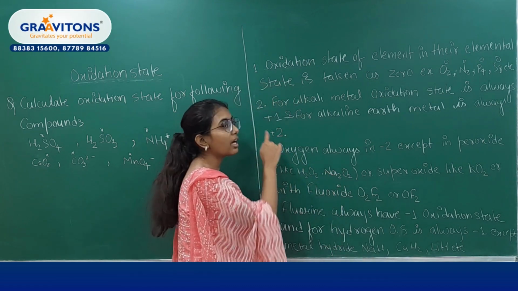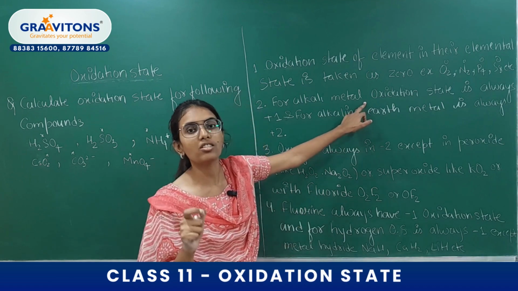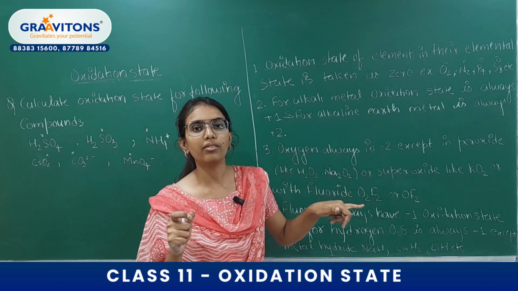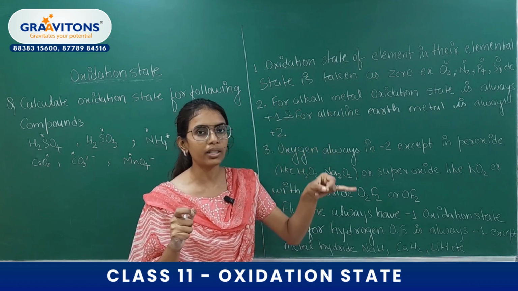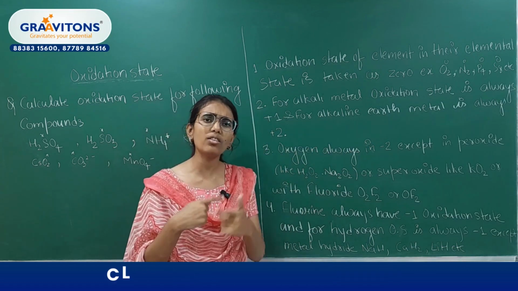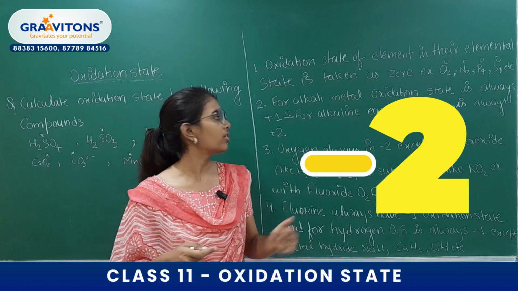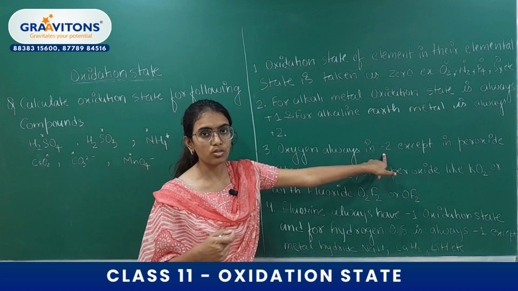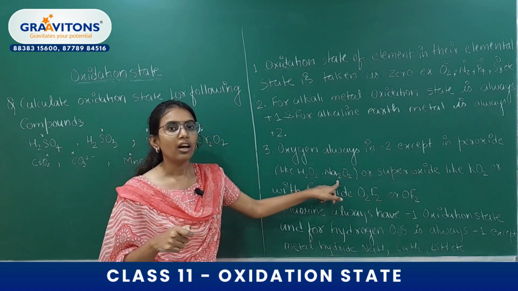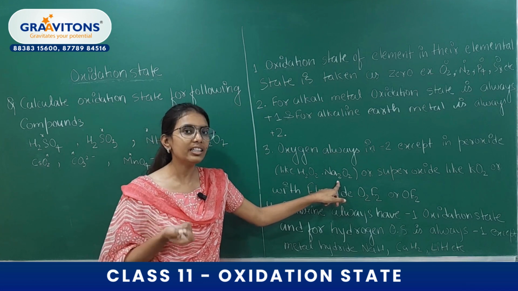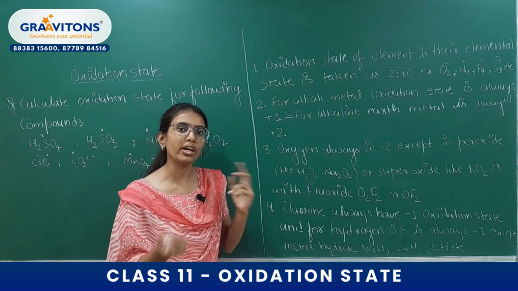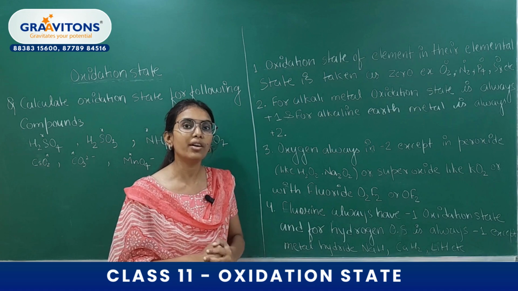Second point, you have to remember that alkali metals always have oxidation state +1. And for alkaline earth metals, whenever you are seeing an alkaline earth metal, you will always take the oxidation state +2. Oxygen always comes as -2 oxidation state, but we have some exceptions. When oxygen combines with alkali metal or alkaline earth metal, oxygen can show +2, can show -1, and even can show -1/2.